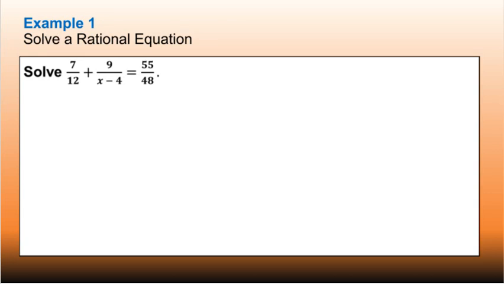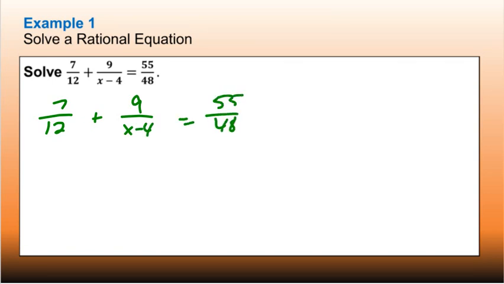And to do this, we can multiply every single term by the least common denominator. And the least common denominator here of 12 and 48 is 48, and then x minus 4. So I'm going to write everything down here. So we have 7/12 plus 9 over x minus 4 equals 55 over 48. Now the least common denominator is actually 48 times x minus 4.